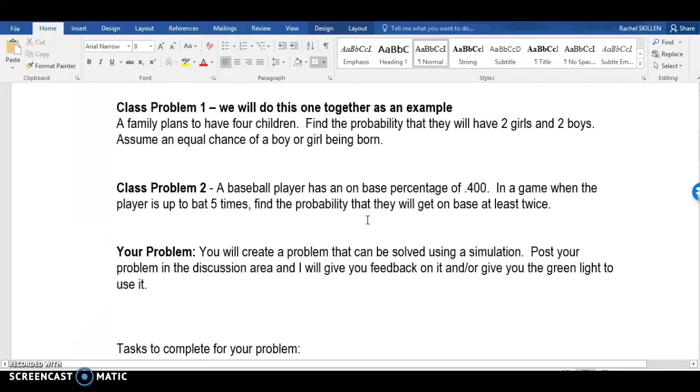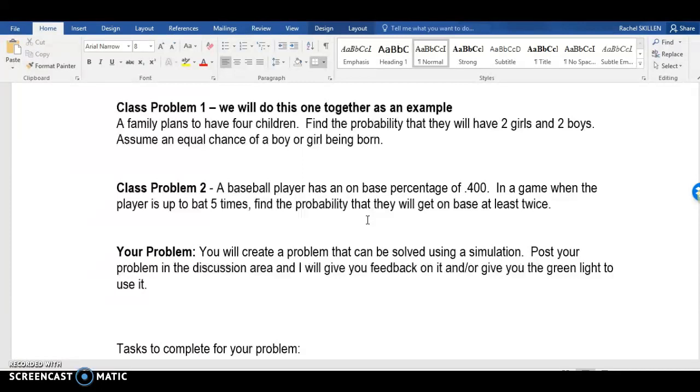So first of all, it would be hard to find a player who has an exact on-base percentage of 400. They vary quite a bit. And then to have a game where the player is up to bat 5 times and you would have to do that 50 times in order to have 50 trials, it would be very difficult and time consuming and probably nearly impossible to create those conditions.